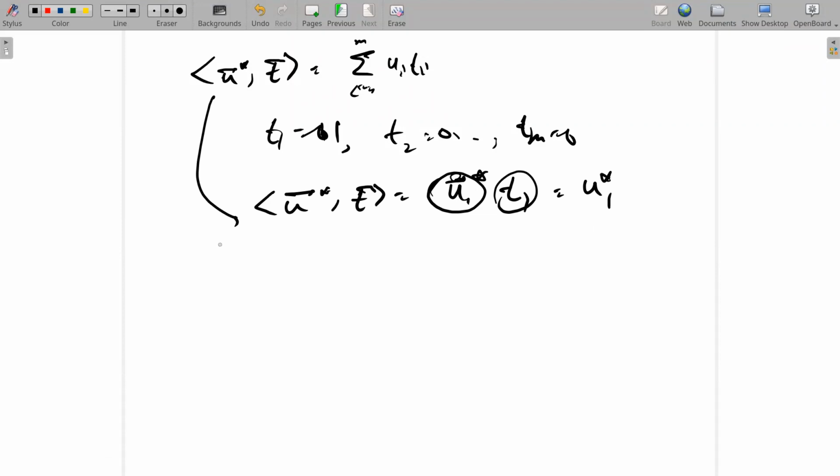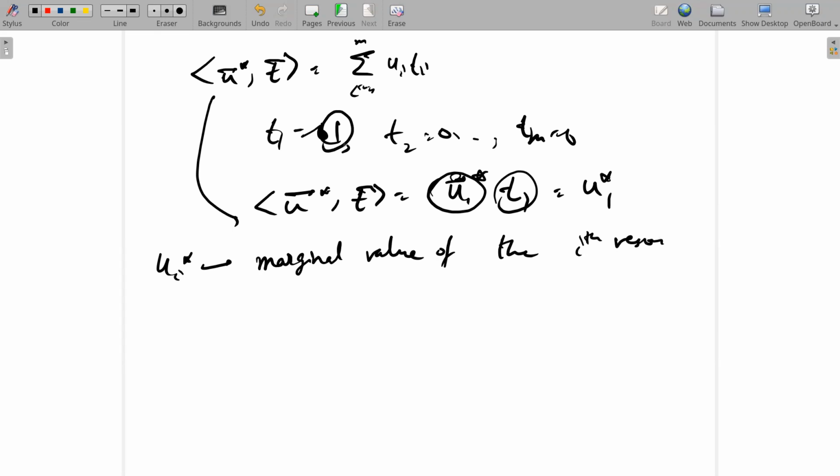So the interpretation is: if I increase t by 1 unit, then the profit is increased by u1 star. So u_i star was the marginal value of the ith resource. Of course, here I chose 1, but generally this theorem may not be valid for 1. You have to choose up to epsilon. Essentially, there is some epsilon within which, if you increase by an amount delta less than epsilon, then the change in the profit will be u1 star times that delta.